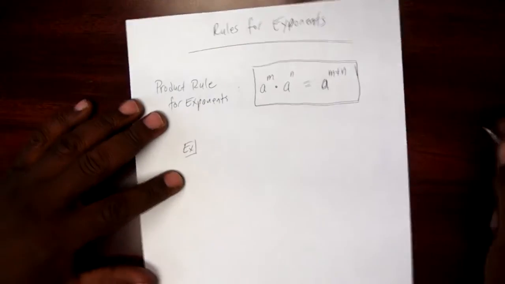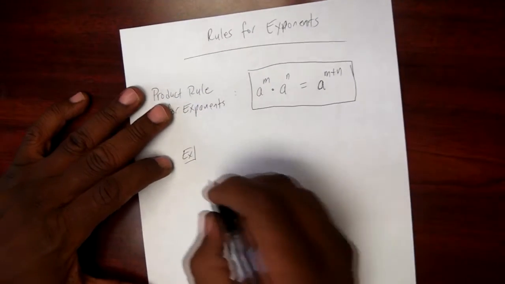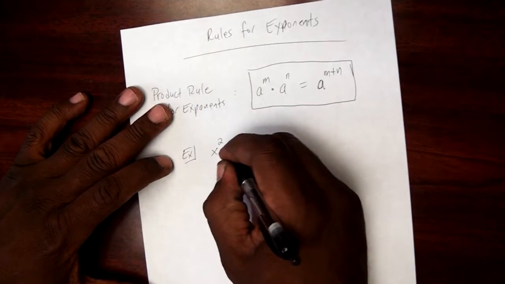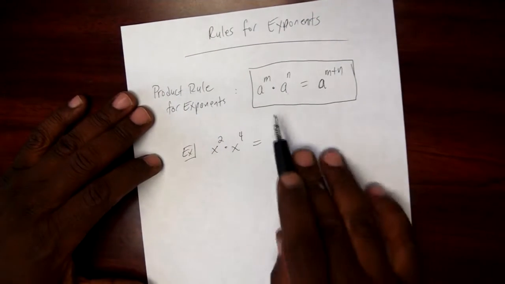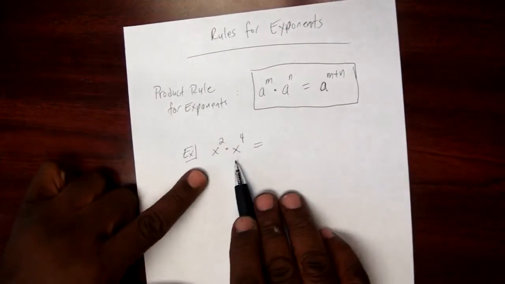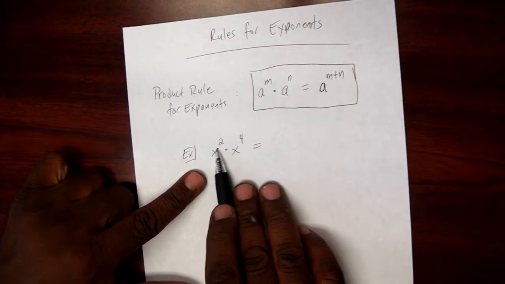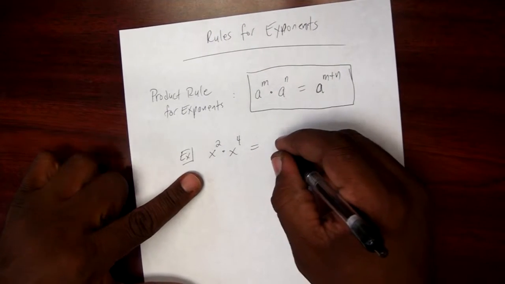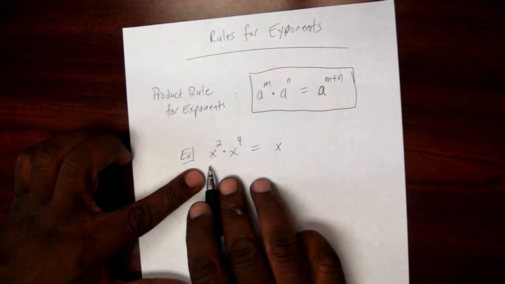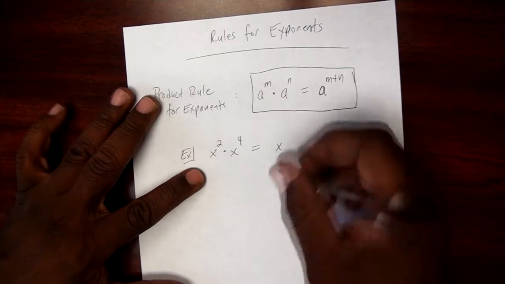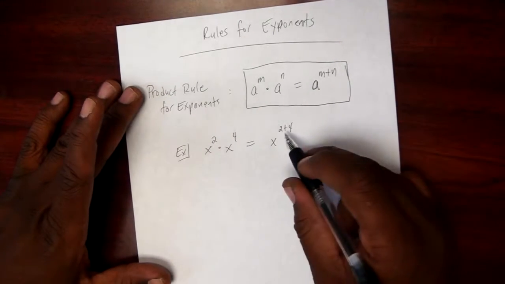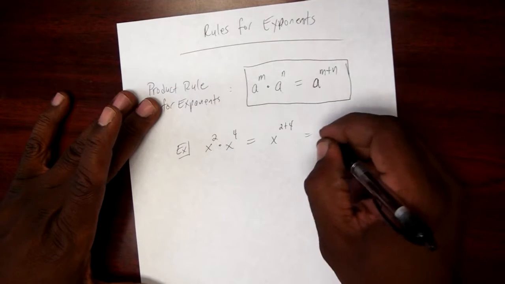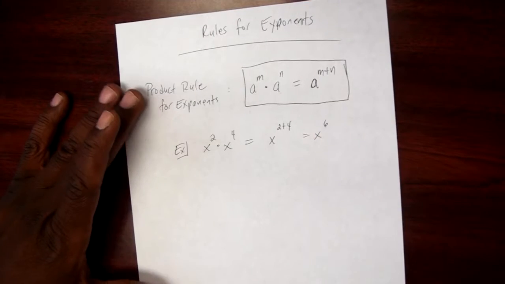So let's take a look at an example. X to the second power times x to the fourth power. I can use my product rule because I'm multiplying like bases. The product rule says that I can add my exponents. I'm going to keep my like base, which is x. I'm going to add my exponents, so this is x to the sixth power.